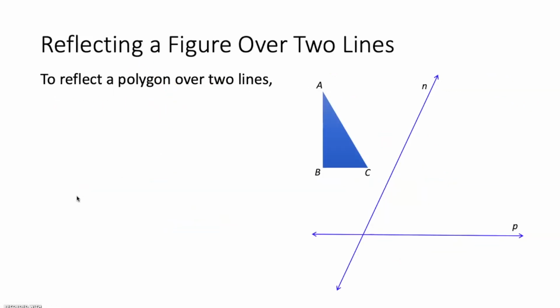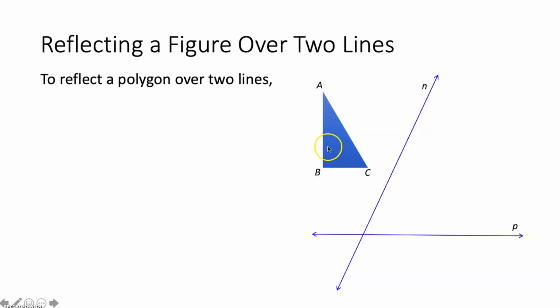Okay, now let's talk about reflecting a figure over 2 lines. So to reflect a polygon over 2 lines, here's what we're going to do. We're going to take triangle ABC and reflect it over line N, or in line N, and then we're going to take that image, triangle A prime, B prime, C prime, and reflect that over line P, or in line P. The only thing different about this is we're doing 2 transformations instead of just 1. We're transforming the pre-image and then we're going to transform the image of that pre-image. So everything else stays the same.